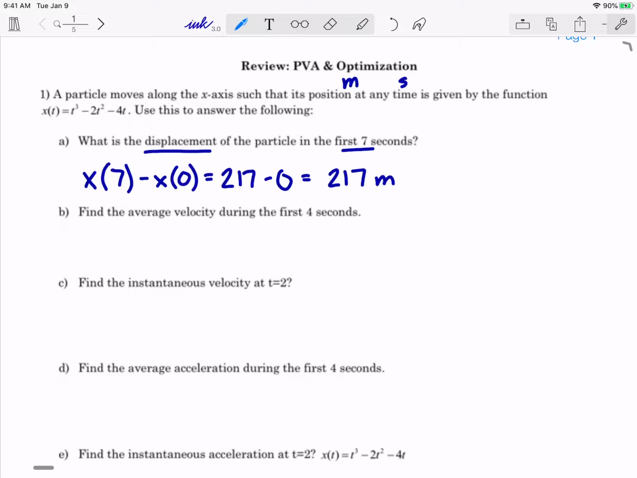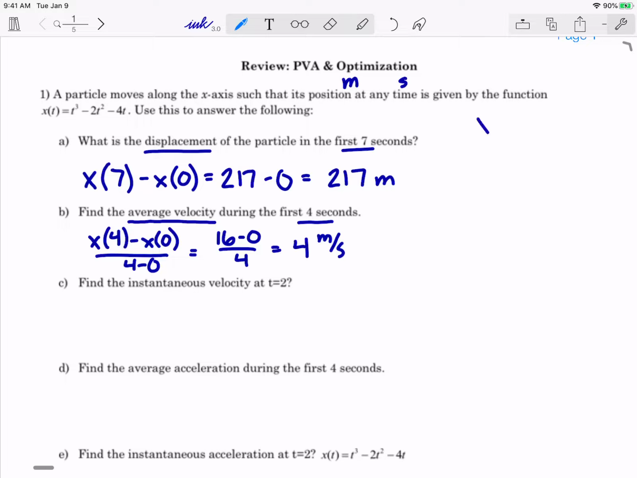Okay. Next question says average velocity. So keyword is average here. And we want the average velocity in the first 4 seconds. So we just need to compute the slope between the position at time t equals 0 and time t equals 4. That's going to be done by computing x of 4 minus x of 0 over 4 minus 0. Plugging that in, we get 16 minus 0 over 4. We end up with 4. And the units for velocity are going to be meters per second.